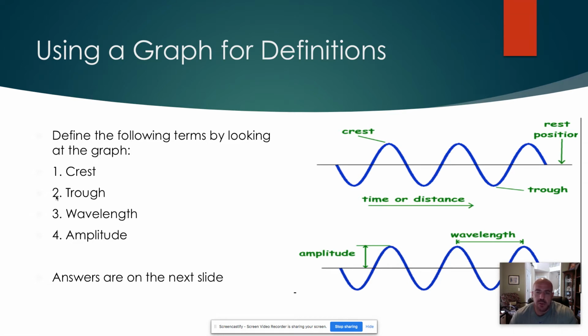And I'm betting you can define most, if not all of them, just by looking at the picture and describing what you see. So press pause before I give you the answers and try to define those 4 words just by looking at the picture and describing what you see.